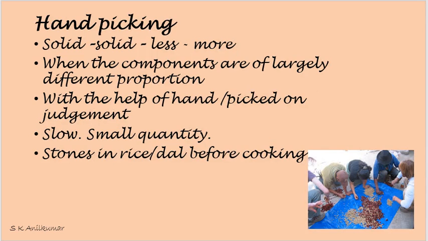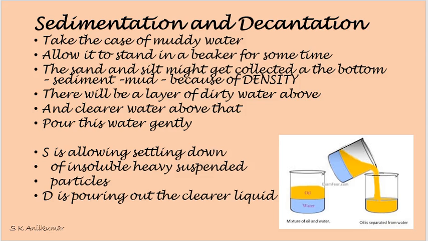Hand picking: when the impurity is small in number and can be easily picked, and when there is less volume to be handled, you do hand picking. It is slow and can be done for, maybe, picking out the stones from the dal before cooking.